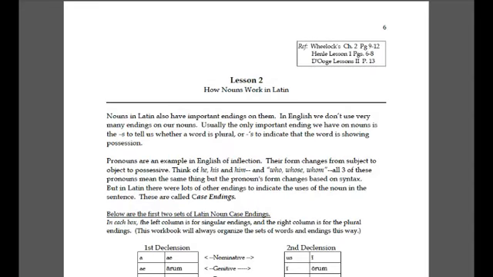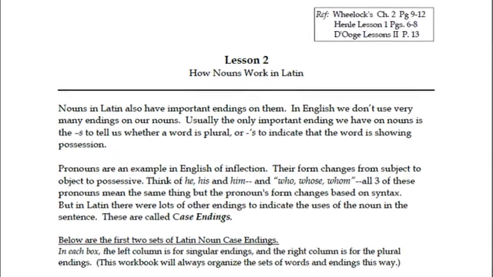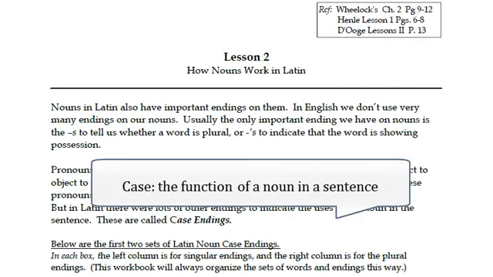This week we'll go over lesson 2 and 3, and you should be studying still chapter 1 and 2 in Wheelock's. There's a very important concept that we're going to learn in lesson 2, and that is the concept of grammatical case. The term case means the role that a noun has got in a sentence. So the definition of grammatical case would be the various forms of a noun to reflect the job it has in the sentence or the function it has in the sentence.